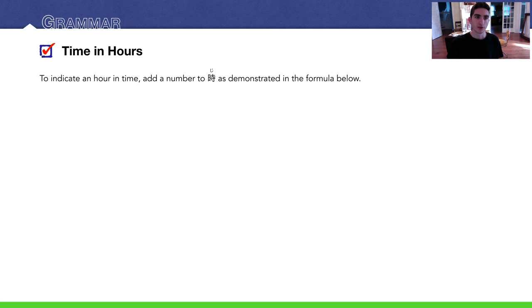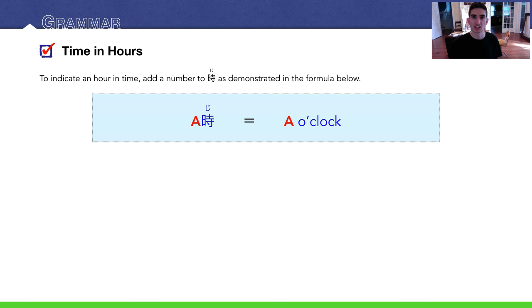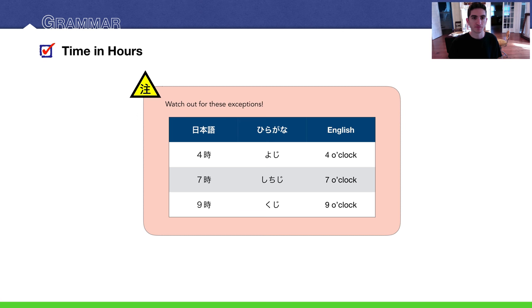Let's get right into it. Our grammar, how to indicate an hour of time. You just take a number and you add 時, o'clock. For example, 1 o'clock, 1時. 12 o'clock, 12時. Okay? Pretty simple. There are a few exceptions.